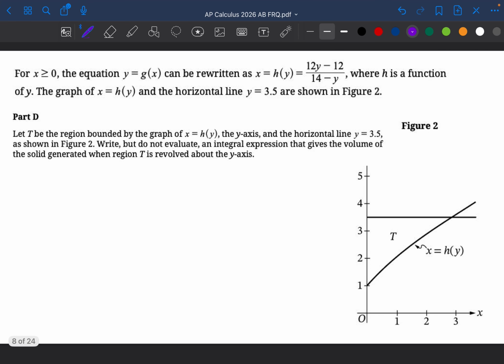And part D, let T be the region bounded by x equals h of y, the y-axis, and the horizontal line y equals 3.5, as shown in the figure. Write, but do not evaluate, an integral expression that gives the volume of the solid generated when the region T is revolved around the y-axis. So now, we're going to make disks. And so this is our radius right here.